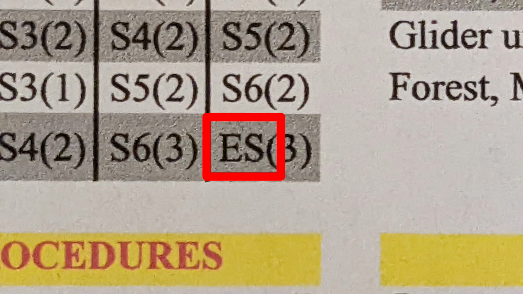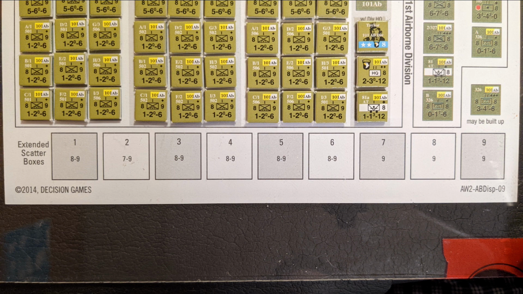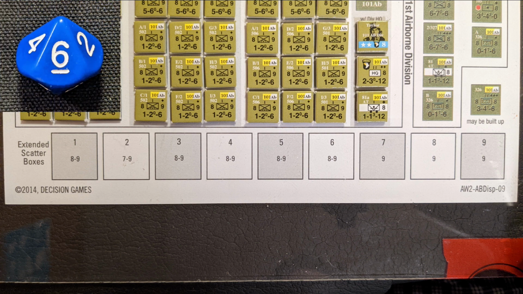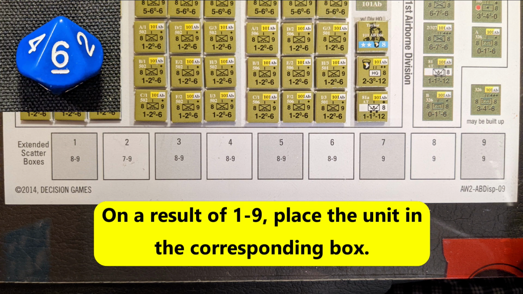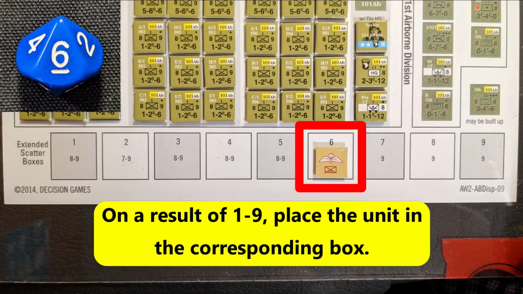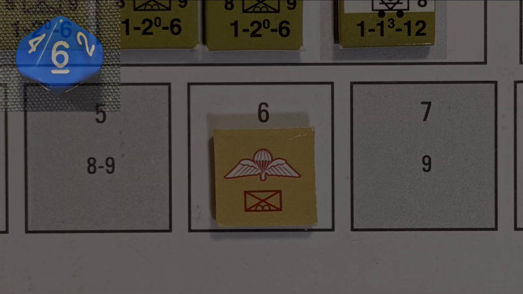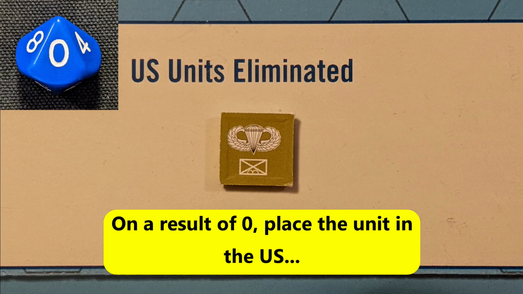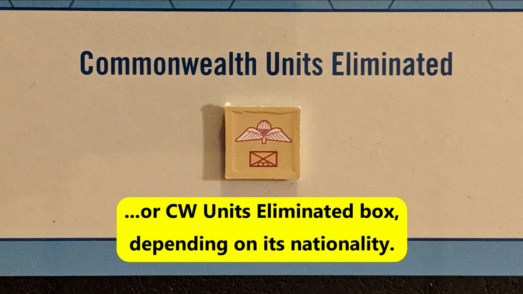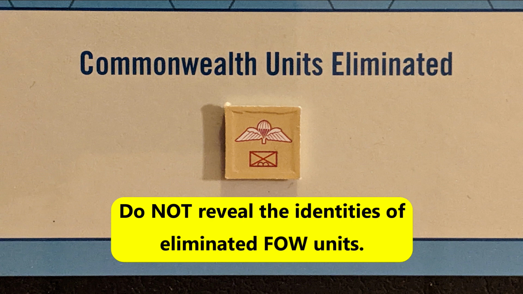For a result of ES, place the fog of war unit on the extended scatter track at the bottom of the airborne display using the following procedure. Roll a 1d10. For a result of 1 to 9, place the unit in the corresponding box on the track. For a result of 0, place the unit in the US or Commonwealth Units Eliminated box, depending on its nationality. Do not reveal it. You won't learn the identity of eliminated fog of war units until much later.